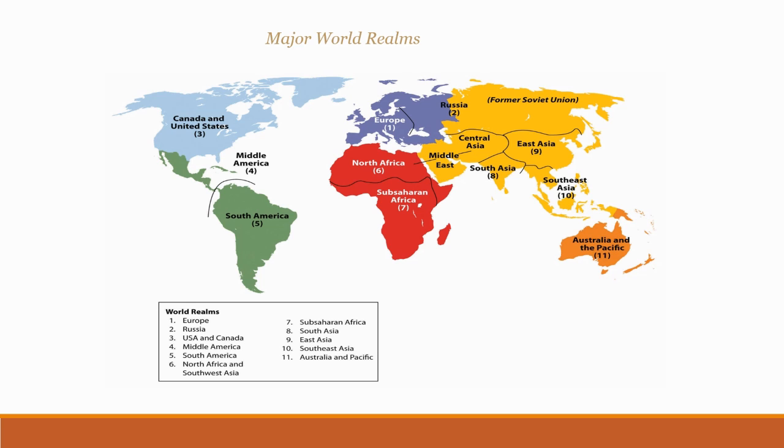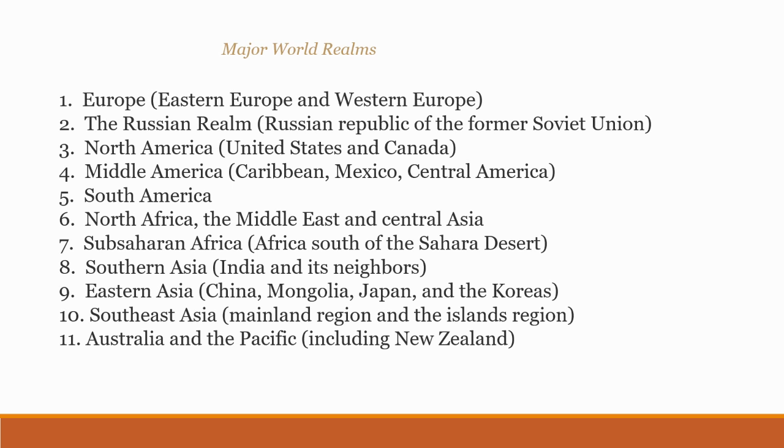These are the 11 major realms of the world. The first one, Europe, contains Eastern Europe and Western Europe. The Russian realm is the Russian Republic of the former Soviet Union. North America is the United States of America and Canada. Middle America is the Caribbean, Mexico, and Central America. The fifth one is South America, the sixth one is North Africa, the Middle East and Central Asia, and the seventh is Sub-Saharan Africa, Africa south of the Sahara Desert.